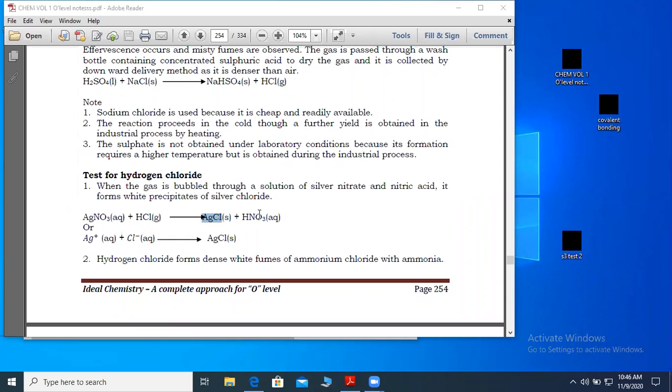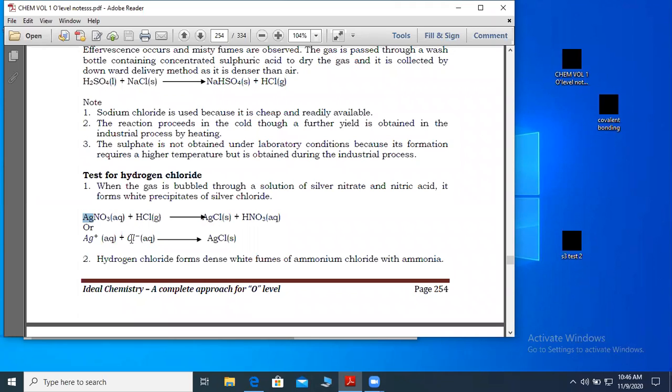And this is the equation. The valence of silver is 1. So this is silver nitrate plus hydrogen chloride gas, and the product is silver chloride plus nitric acid. This silver will react with the chloride here, form silver chloride, and this hydrogen will react with the nitrate to form nitric acid. And that is it.